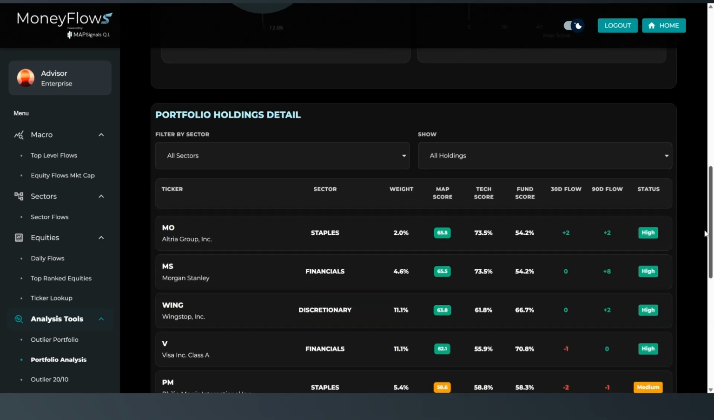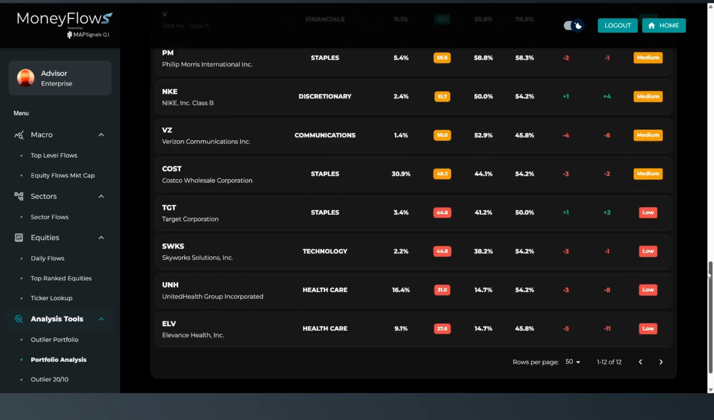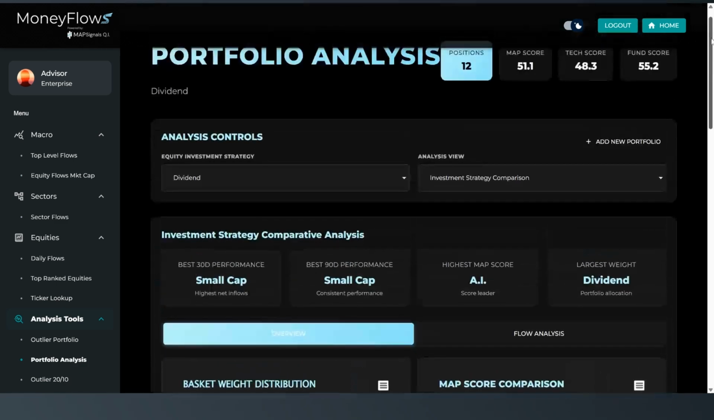And we come down here and we can look at what sectors we care about. We can look at our holdings over here and really just get that flow analysis that is so important on your portfolios.